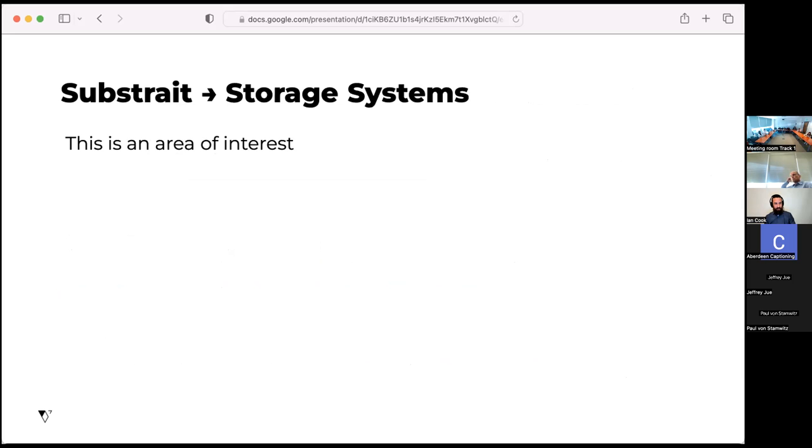This topic of how we get Substrait to storage systems and things like smart NICs, lower level storage hardware or storage systems, is an area of great interest that we unfortunately have not had much work in yet. I'm eager to continue the conversation with Carlos and anyone else who's interested about how we can do this, because I think this is a huge opportunity for Substrait.